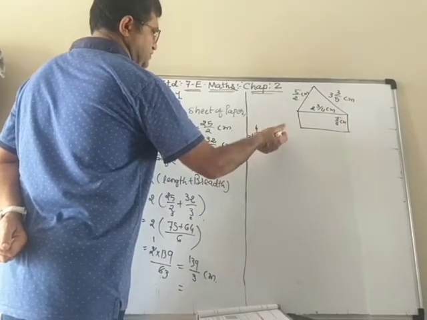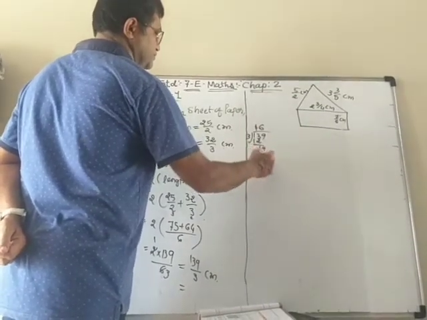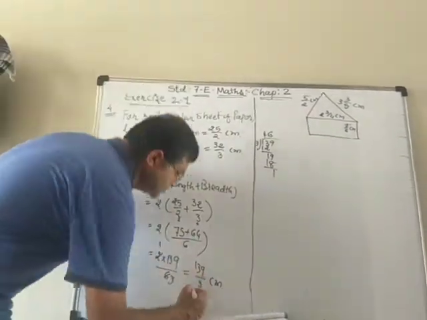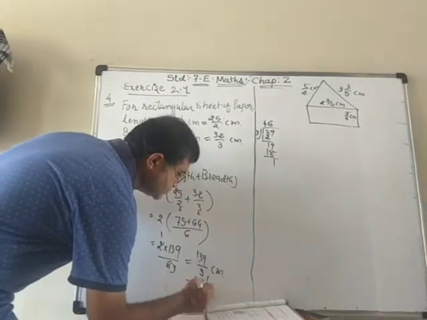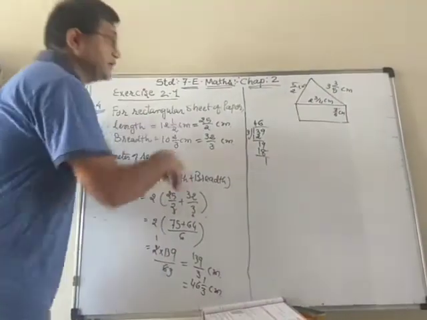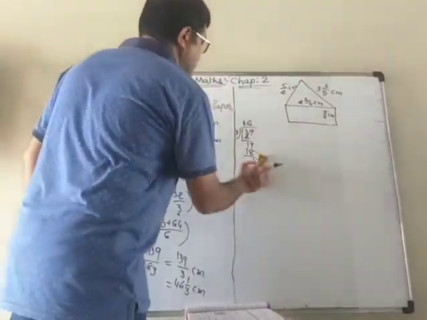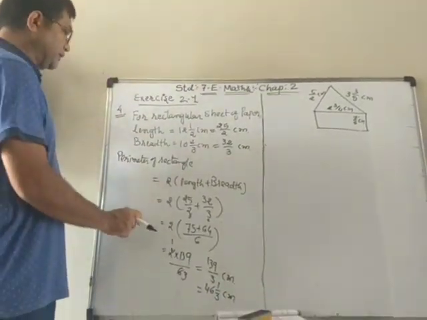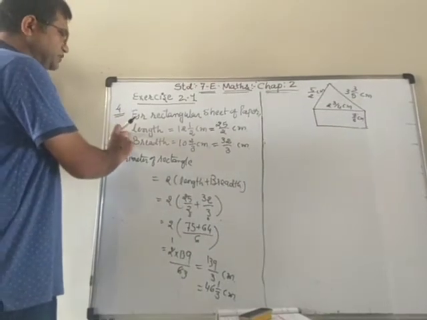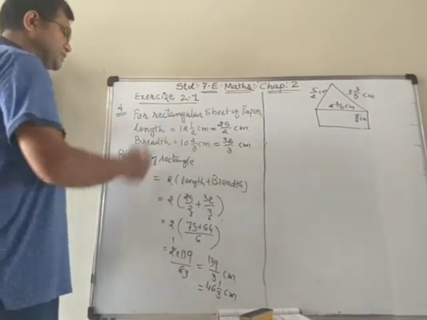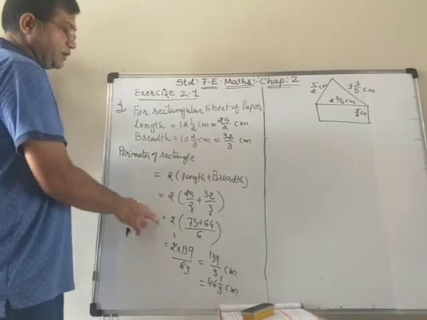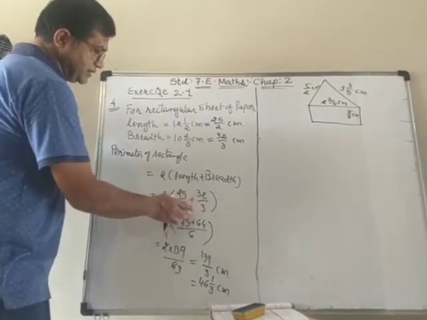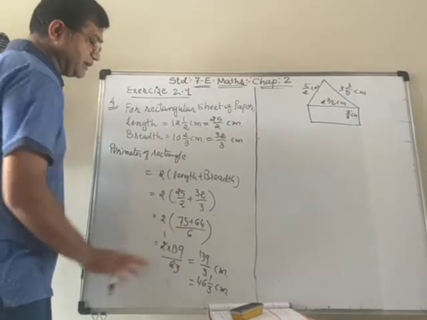3 5s are 15. 3 6s are 18. So it is 46 integer 1 by 3 centimeter. So here we got the perimeter of the rectangular sheet of paper. Length was given, breadth was given, we have to find the perimeter. So we know the formula of the perimeter and then we have to add those numbers and then simplify.